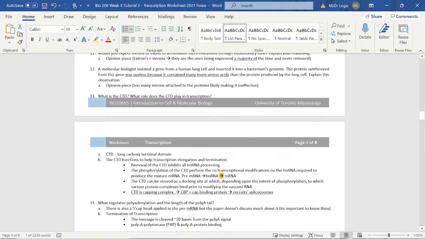Basically, if you were to describe how it functions, it's like a docking site right here and extends the phosphorylation to which various other proteins, which we don't know about but we'll learn in the future, can dock in and make modifications to the RNA. If you had to take anything away from it, it's a capping complex, binding protein, and recruits lysosome. That is its main function.